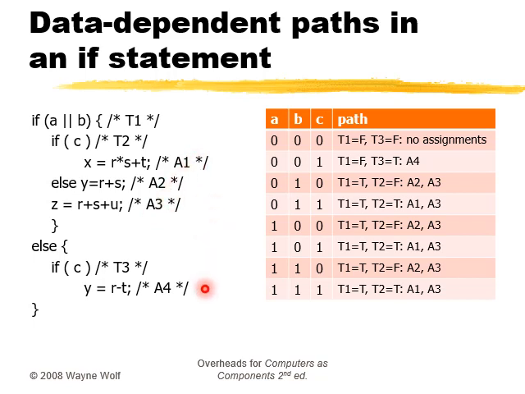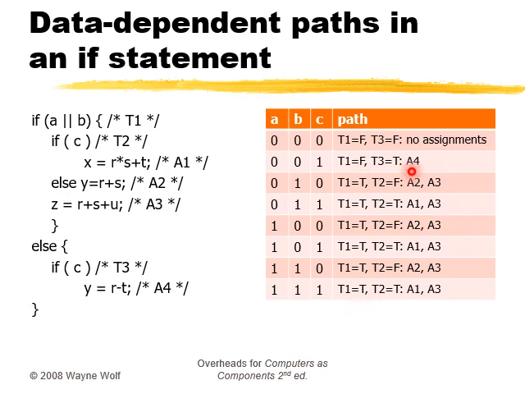Notice that there are only 4 distinct cases: no assignment, assignment 4, assignment 2 and assignment 3, or assignment 1 and assignment 3. We don't have any repetition for the no assignment case. Then assignments 2 and 3 appear twice, and assignments 1 and 3 appear twice. And finally we have assignment 4. So if you check all these paths, we have only 4 distinct cases. These correspond to possible paths through the nested if.